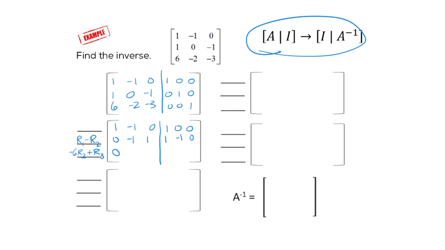Then I'm going to have a negative 6 times 0, add it to row 2. Negative 6 times negative 1, so that's a 6 plus a negative 3. Then I keep on going. This is going to be 0 plus 0. This is going to be negative 6 plus 0. And then the last one is going to be a 0 plus a 1. There we go.